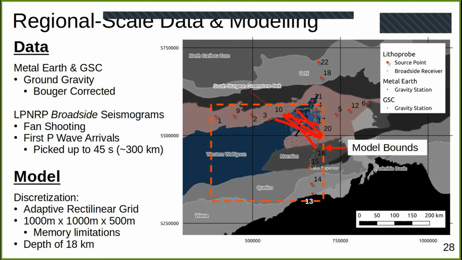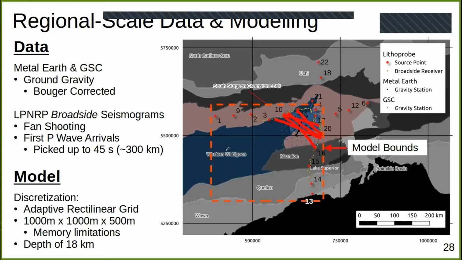So in this, I picked the first P wave arrivals. They're of a substantially bigger offset. They can go up to about 300 kilometers, and it's about 45 seconds of delay. And it's a much bigger model. I have to include all the areas out here as well.